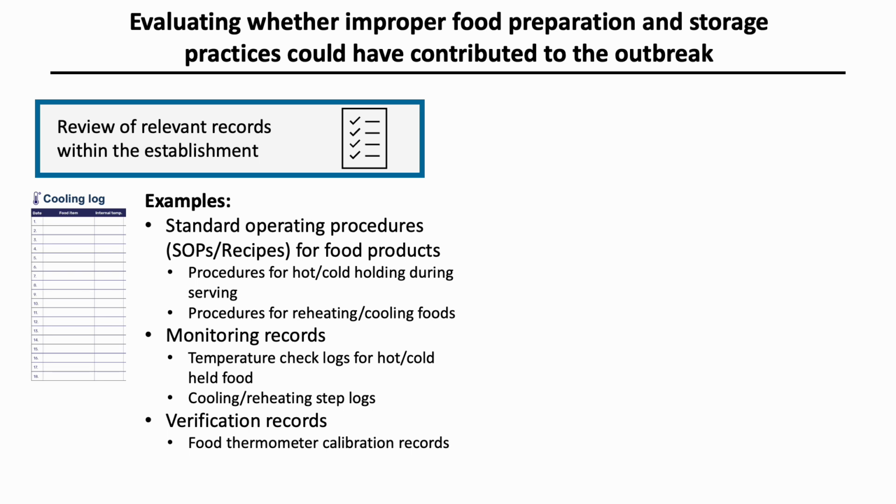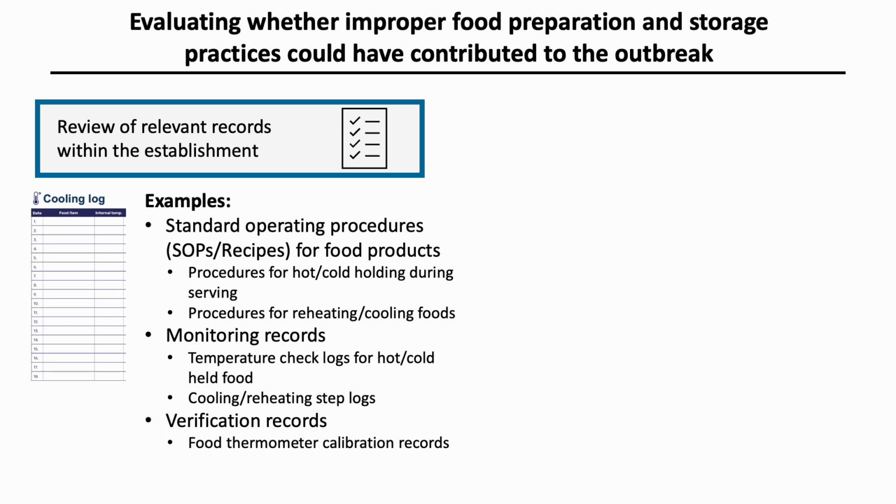Standard operating procedures, such as SOPs or recipes, and 2. Documents where monitoring and verification activities are recorded. In particular, when reviewing SOPs, investigators should pay careful attention to hot and cold holding procedures, as well as reheating and cooling procedures to make sure they are appropriate and in line with time and temperature controls that can control the growth of B. cereus on foods.